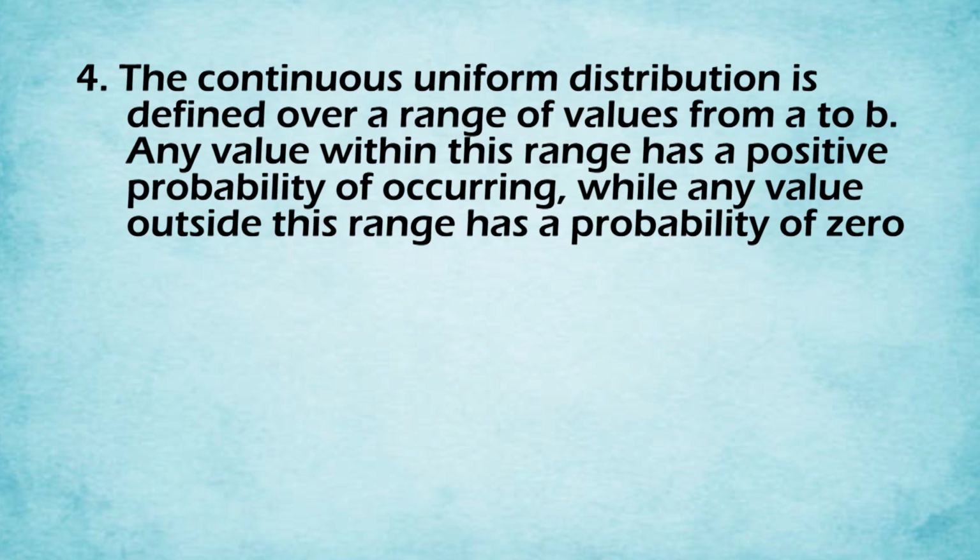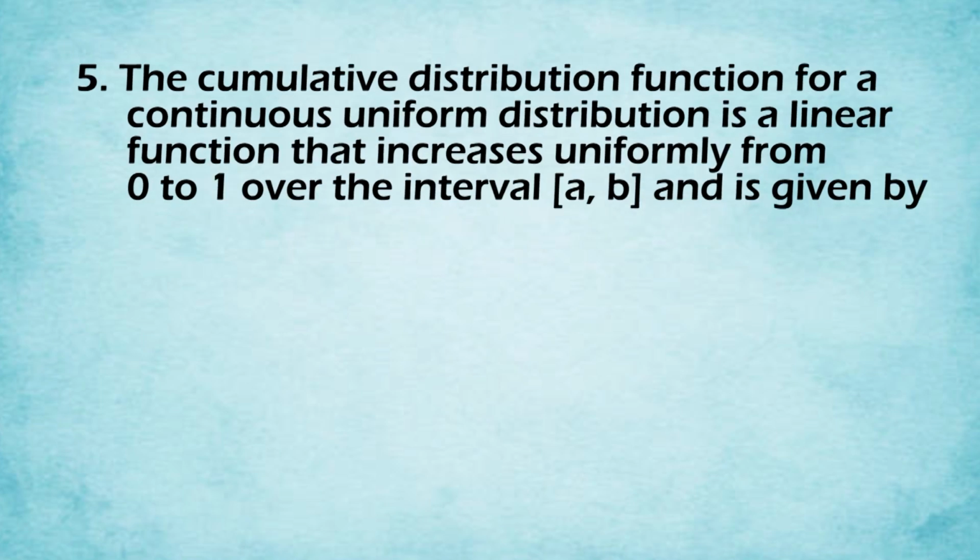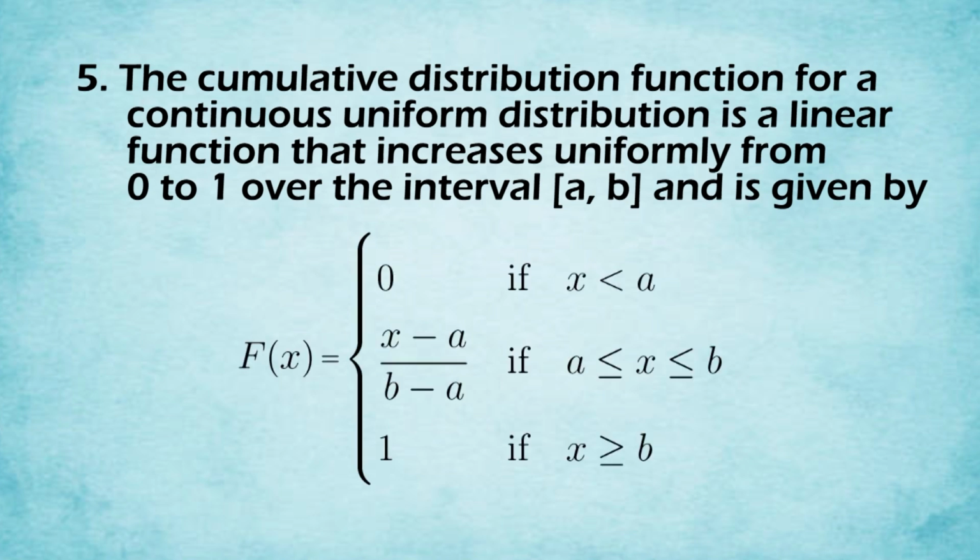The cumulative distribution function for a continuous uniform distribution is a linear function that increases uniformly from 0 to 1 over the interval a, b, and is given by 0 if x is less than a, (x − a)/(b − a) if a ≤ x < b, and 1 if x is greater than or equal to b.